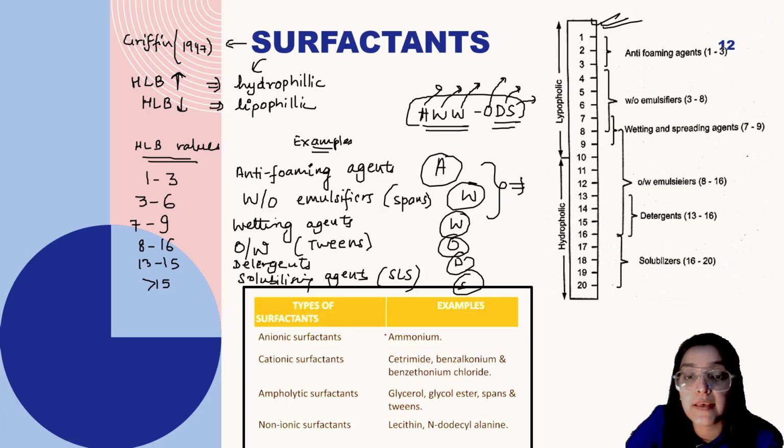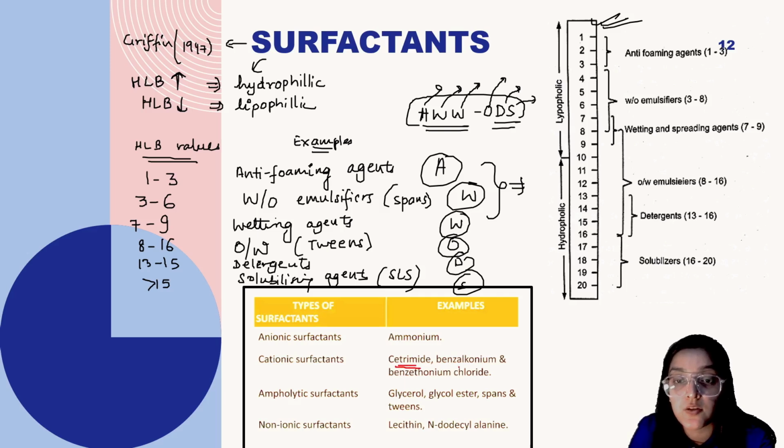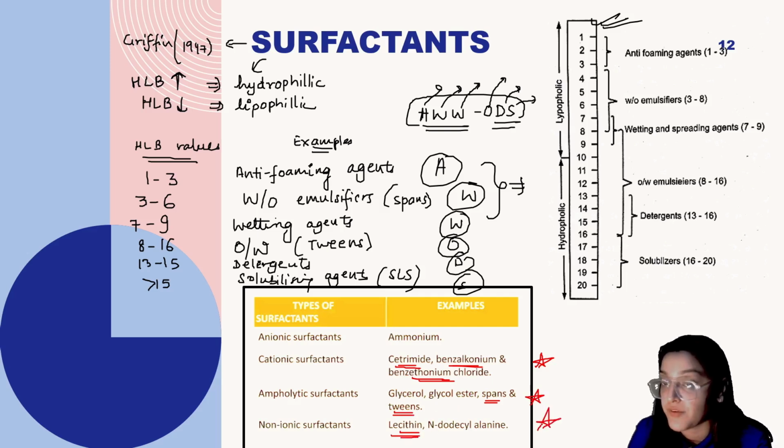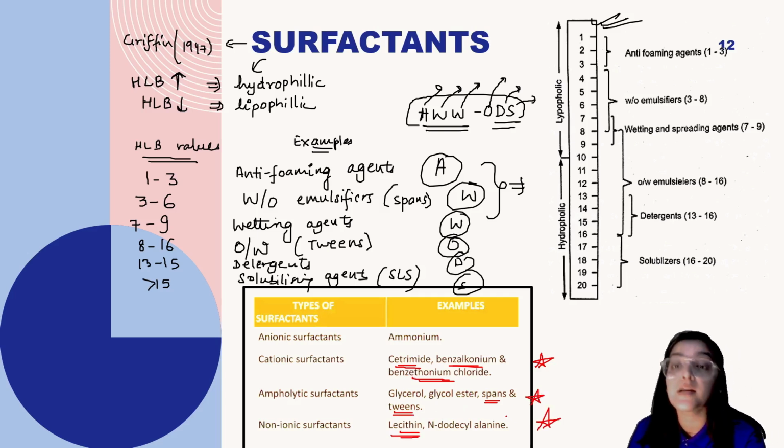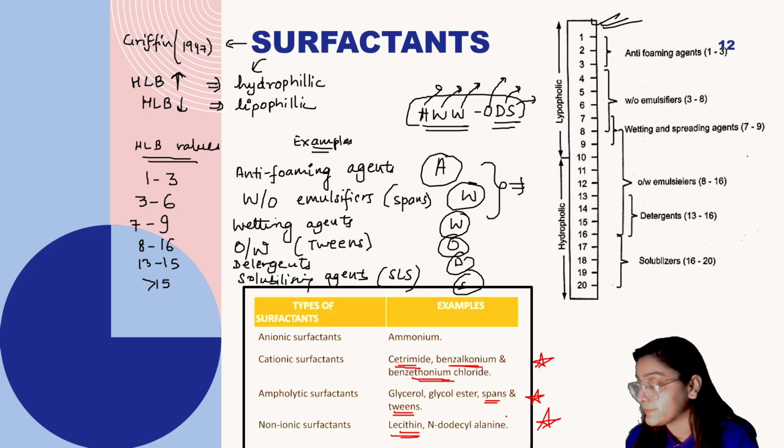I'll just mark the examples where direct questions are asked. Cetrimide, these are the quaternary ammonium salts, categorized as the cationic surfactant. The spans and the twins, very important students, these are directly asked in your questions. The lecithin is an example of non-ionic surfactants. I have marked all the important examples that can be asked from your exam point of view.